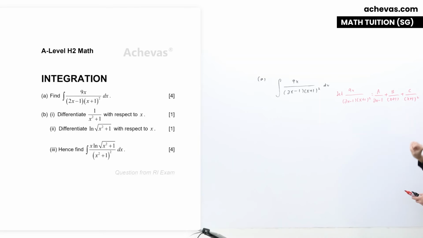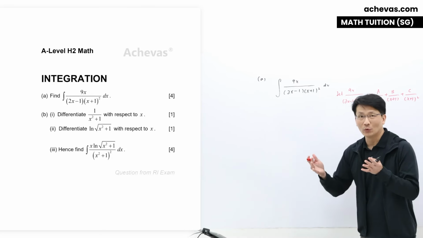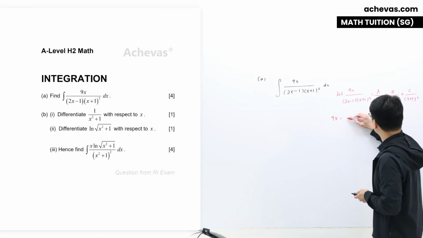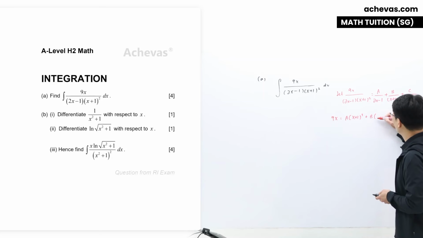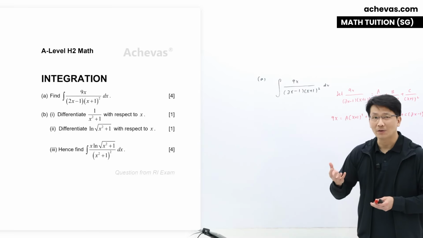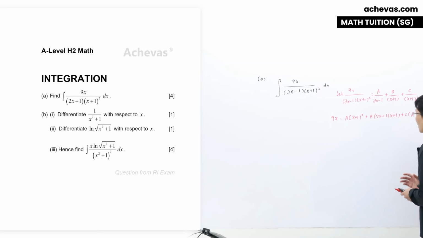I'm going to combine the right-hand side of this expression together as one single fraction. Then we can do a comparison with the numerator. So in this case, we will end up with 9x equal to A(x plus 1) squared plus B(2x minus 1)(x plus 1) plus C(2x minus 1). We are going to make use of a combination of subbing in values and equating of coefficients to solve for the unknowns A, B, C.